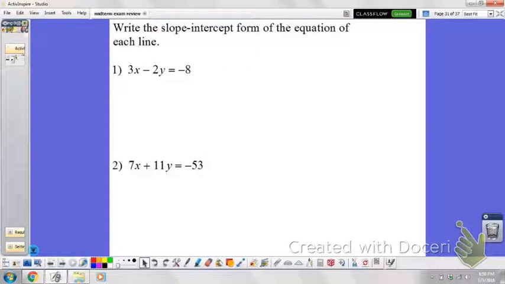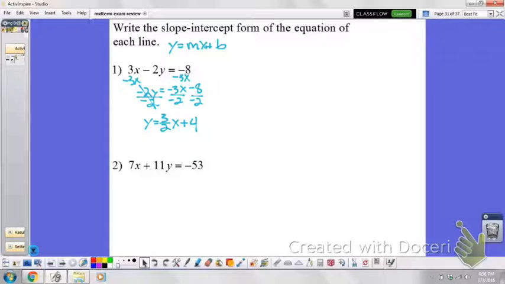For the next two problems, I need to write the slope-intercept form of the equation of each line. So I need to put these equations in y equals mx plus b form. So I need to solve each of these equations for y. So I need to get y alone. So the first one, I need to subtract 3x from both sides. And I have negative 2y is equal to negative 3x minus 8. Divide everything by negative 2. And I get y is equal to 3 halves x plus 4.